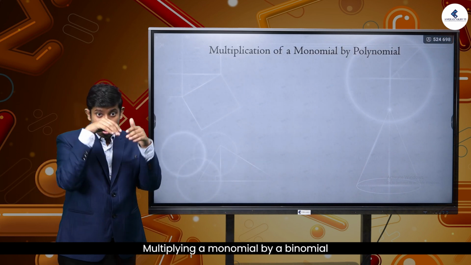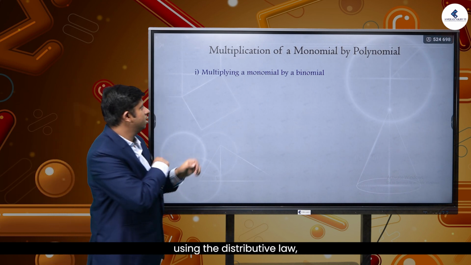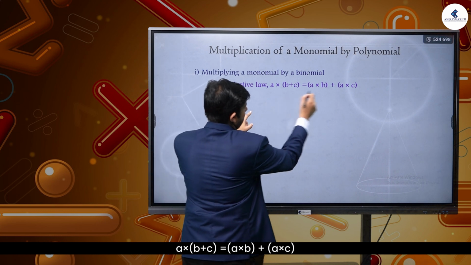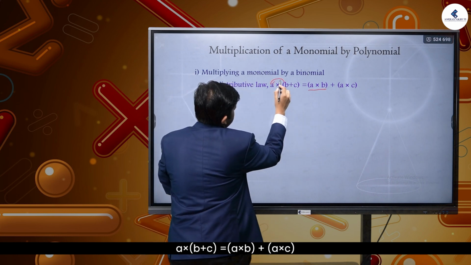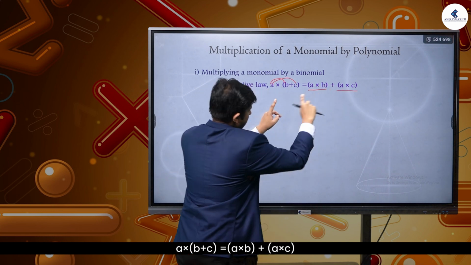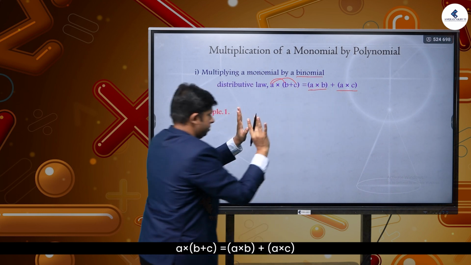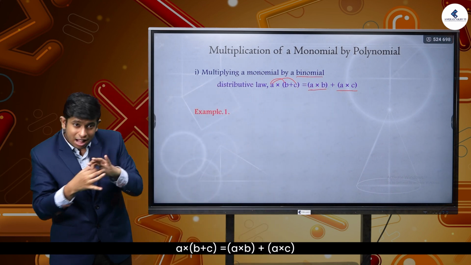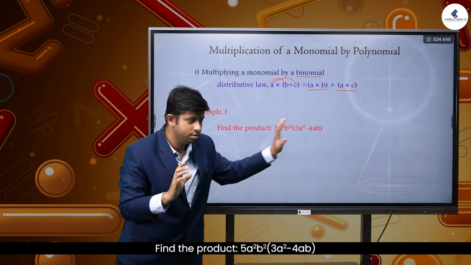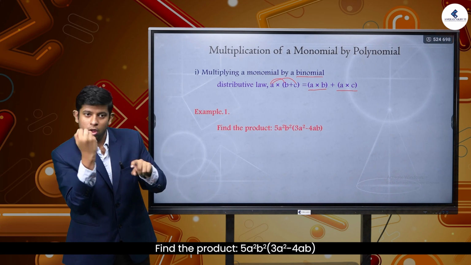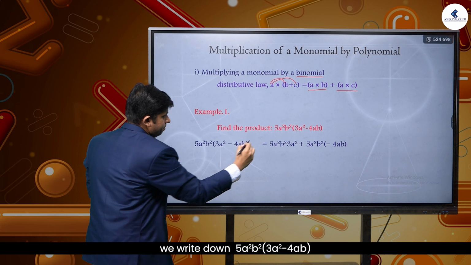Multiplying a monomial by a binomial. Multiply the monomial by each term of the binomial using the distributive law: A into B plus C is equal to A into B plus A into C. Example: find the product 5a square b square of 3a square minus 4ab. We write down 5a square b square of 3a square minus 4ab.